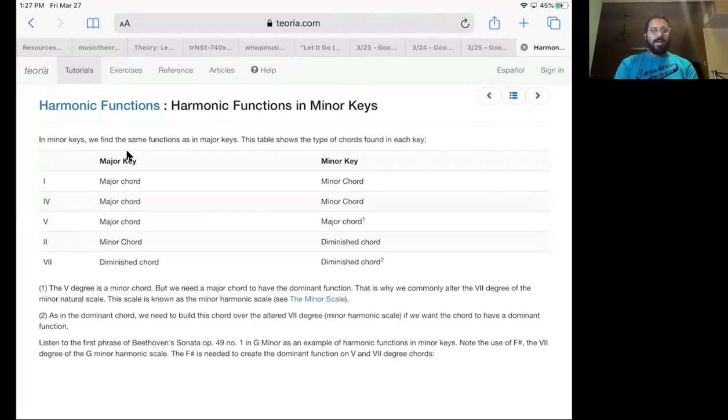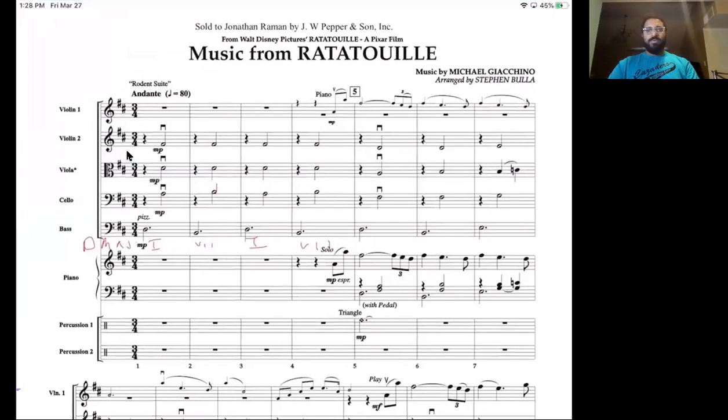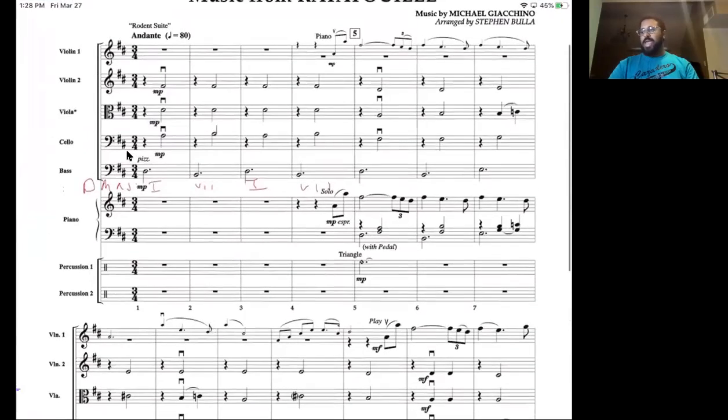Yesterday we were talking about harmonic functions, and it's important to know your scales, knowing how to build a chord from those scales, and just knowing the ins and outs of the major or minor, augmented and diminished of those triads. So it's important to know this. The reason why it's important to know this, and I'm just going to take you to what we were doing yesterday, Ratatouille, is this is how you analyze music.